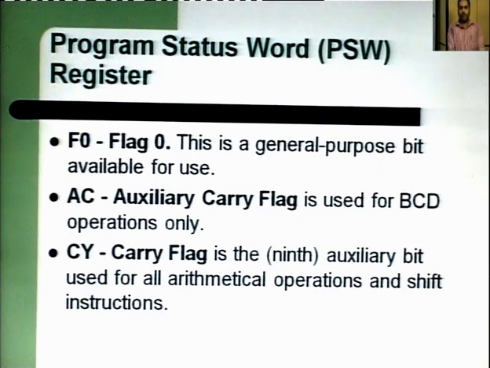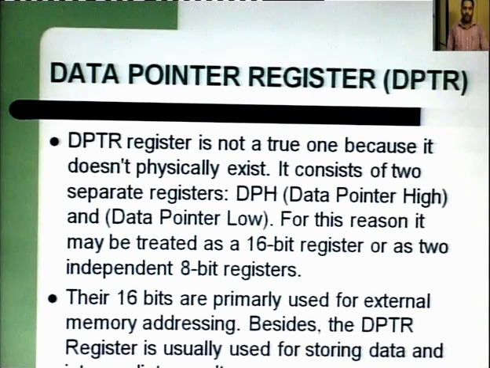Flag 0 is for future use. The AC flag is the auxiliary carry flag, used in BCD operations. If there is a carry from the lower 4 bits to the upper 4 bits, then this auxiliary carry will be set. The carry flag is the 9th bit, the extra bit. If there is a carry to the 9th bit, then the carry flag will be set, otherwise it will be reset.